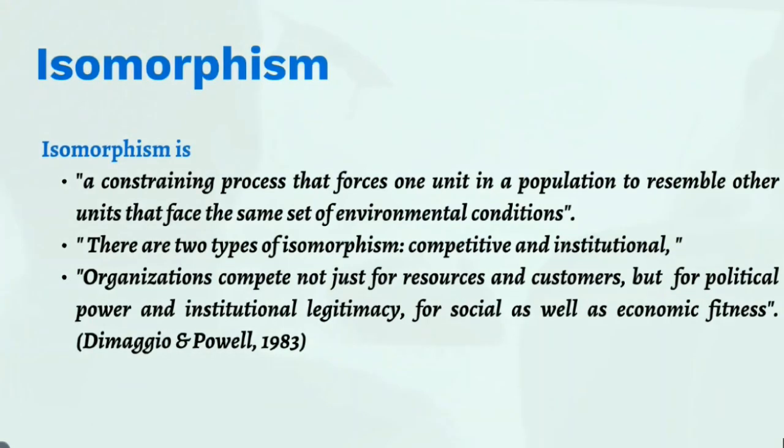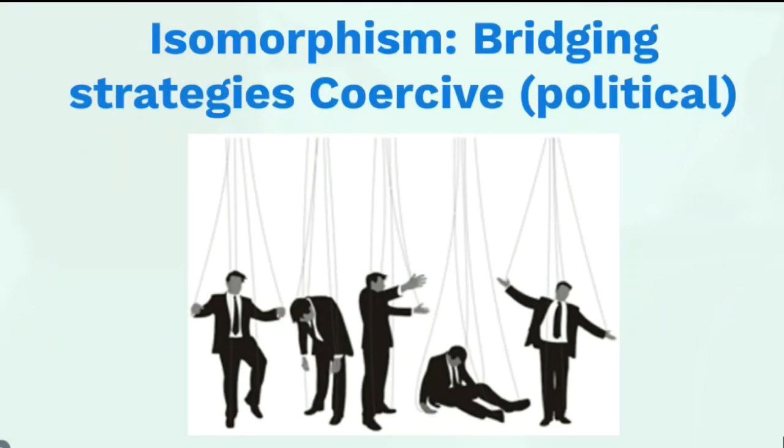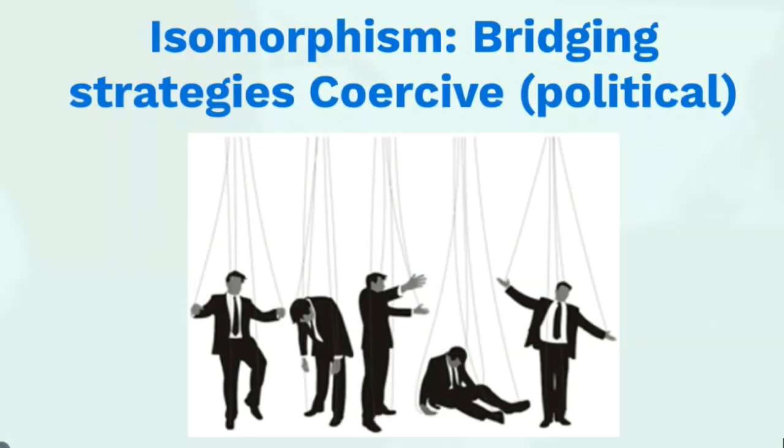According to Dimaggio and Powell, isomorphism is a constraining process that forces one unit in a population to resemble other units that face the same set of environmental conditions. There are two types of isomorphism, competitive and institutional. There are three mechanisms through which institutional isomorphic change occurs. The first of these is coercive isomorphism.